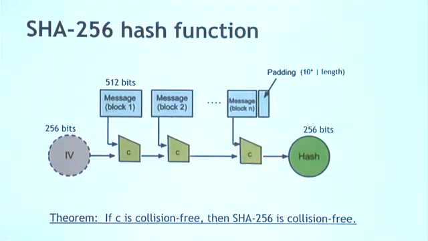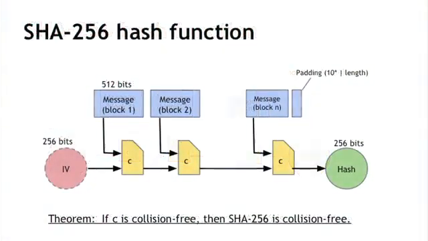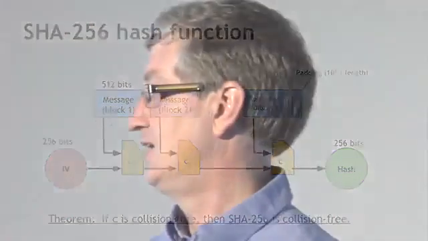And when you get to the very end, you have consumed all of the blocks of the message plus the padding. The result is the hash. That's a 256-bit value. And it's easy to show that if this function C, the compression function, is collision-free, then this entire hash function will also be collision-free. The other properties are a little bit more complicated, so I won't talk about them here.